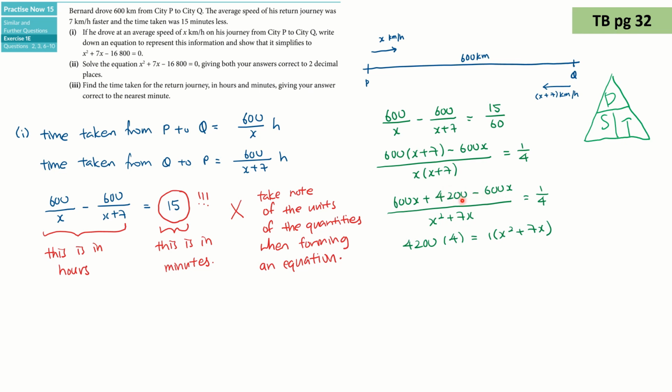So I'm left with 4200 multiplying by 4, and then 1 times x squared plus 7x. And I'll expand this and simplify it. I'll get x squared plus 7x minus 16,800 at the end. And that is how we show that it simplifies to this.